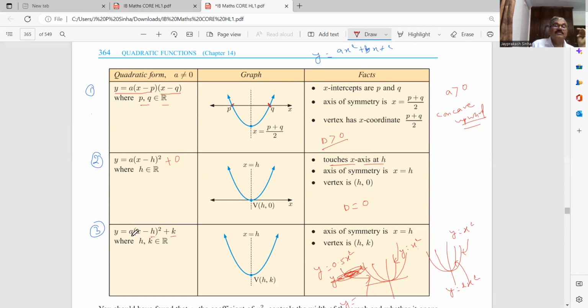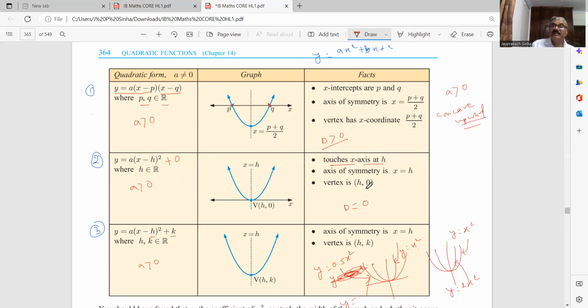In this case, y is equal to a into (x minus h) whole square plus k, where h and k are members of the real number set. Then in this case also, the coordinate of the vertex is (h, k). And here also the axis of symmetry is x is equal to h. Correct? And then the graph will be like this. And we are assuming that a is positive. Here also we are assuming that a is greater than 0. It means in all the three cases, the graph will open upward, means concave up.